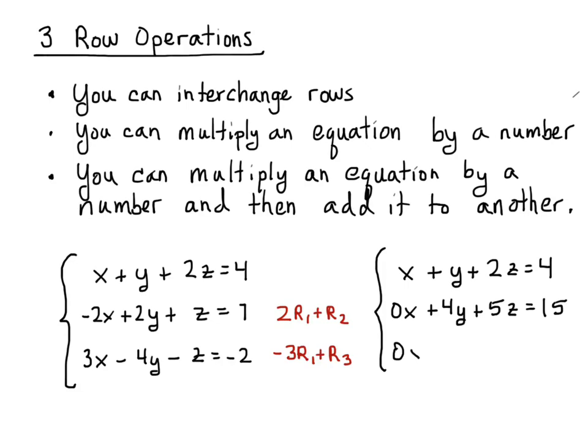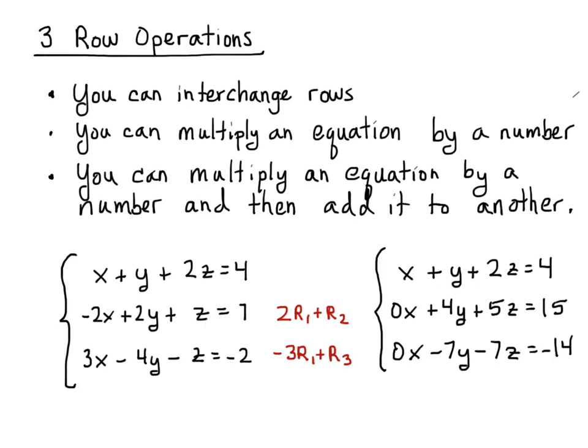Similarly, we're going to take negative 3 times x and add it to 3x, and we get 0x. Negative 3 times y minus 4y, and we'll get negative 7y. We'll take negative 3 times 2z, which is negative 6. Negative 6 plus negative 1 is going to give us negative 7. And we'll take 4 times negative 3 to give us negative 12, and add that to negative 2, and we get negative 14.